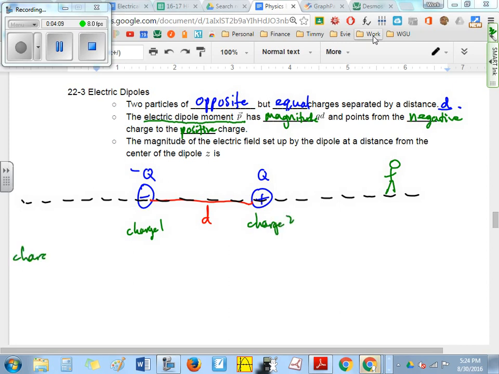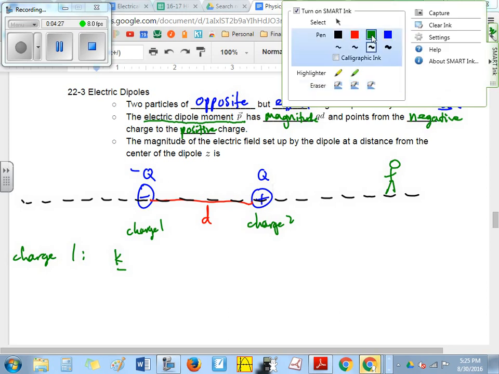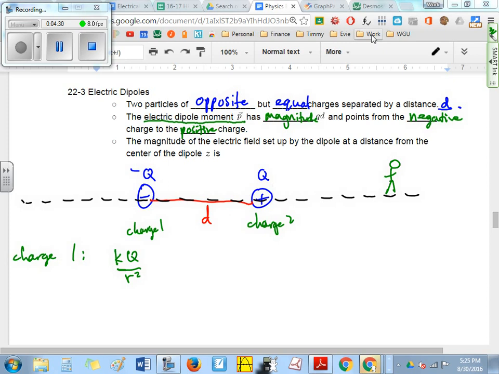What is the field set up by charge 1? First thing we need to understand is it's going to have magnitude KQ over r squared. And technically it's a negative Q, so all of the field vectors that it produces, all the field lines, point towards itself. We talked about that a while ago. That means the one that's on our black line literally points to the left, towards the negative charge.